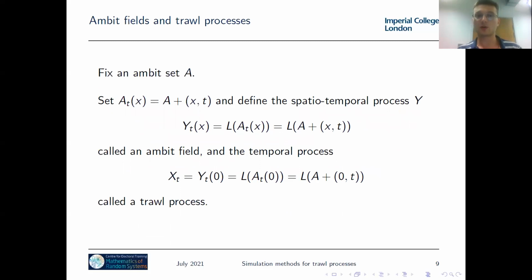For the purposes of this talk, we will set A_t(x) to be a fixed set A translated by x in the spatial component and t in the time component. Then it is natural to define the spatiotemporal field Y_t(x) to be the Levy basis L evaluated over the set A_t(x). And further, it is easy to define just a temporal process, X_t, which is obtained by fixing the spatial component of Y to be 0. In the following, we will concentrate on trawl processes, that is X_t.